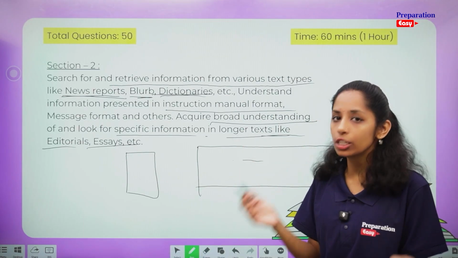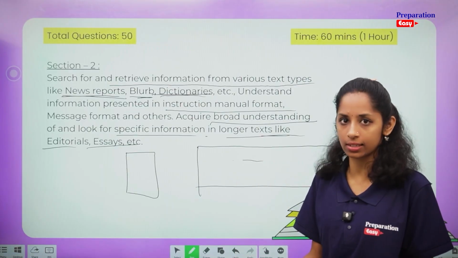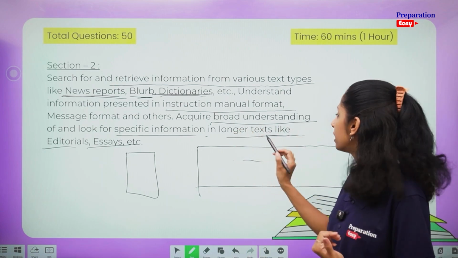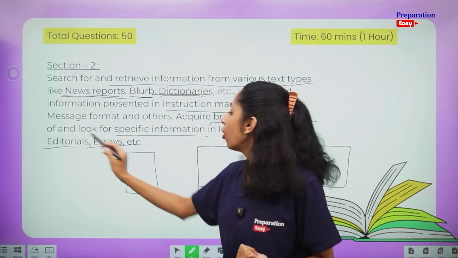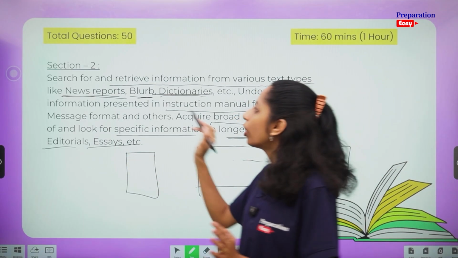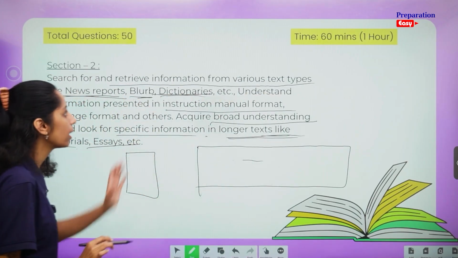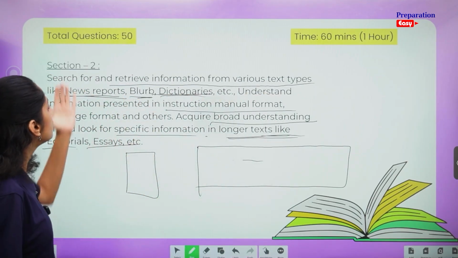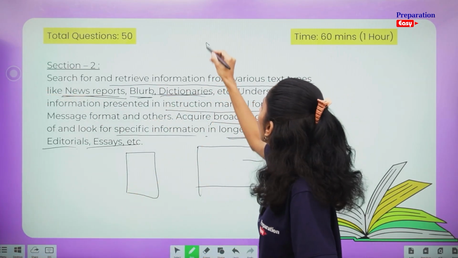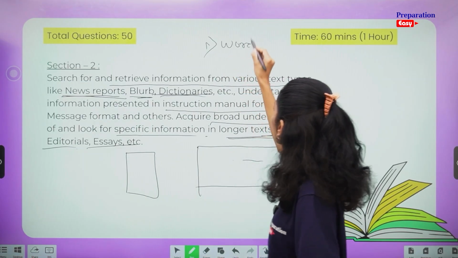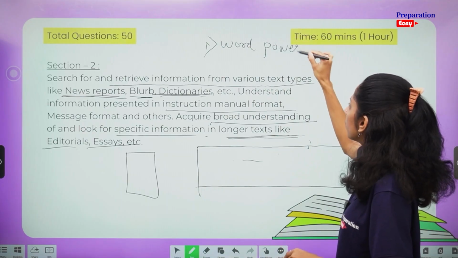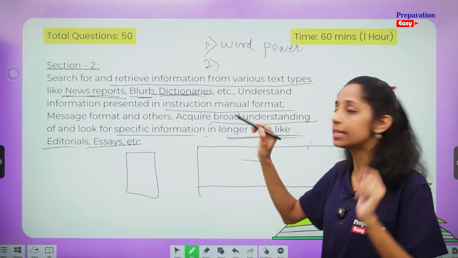They are not like our usual texts. Okay, so we are going to understand, specifically, the broad understanding of editorials and essays, which are exactly the longer texts. Okay, so what is section 2 asking for? Okay, what is the demand of section 2? What is the demand of the section 2? See, first in section 1 we understood the word power, right? The word power. In section 2 we are going to understand the reading power.